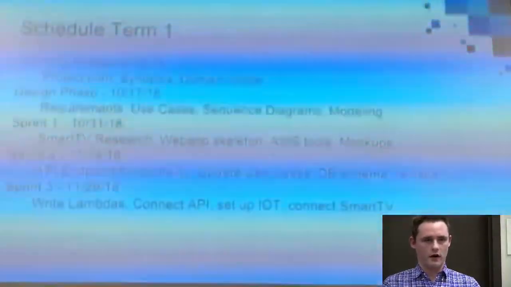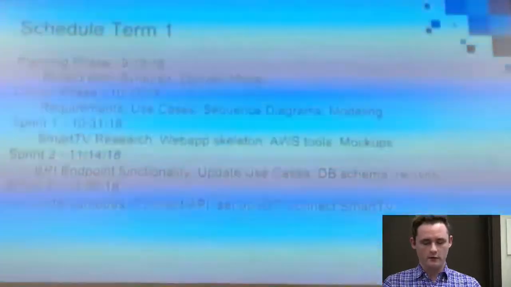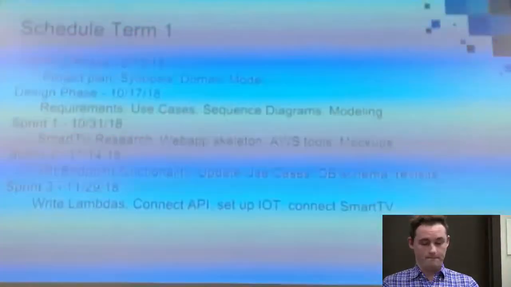We got our database schema set up and then revisited old documentation to make sure it was updated and clear-cut what we had to deliver, so that for Sprint 3, we could write out Lambdas, connect the APIs together, attempt to set up our Internet of Things and connect to the smart TVs.